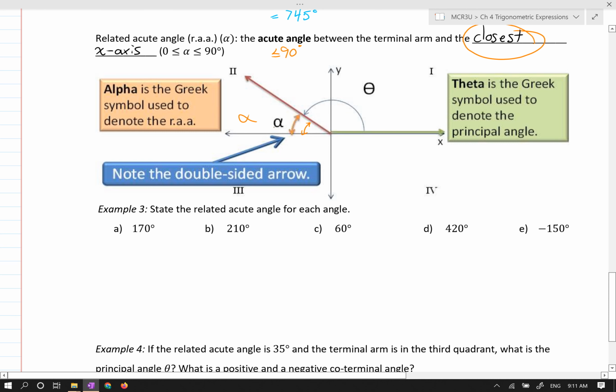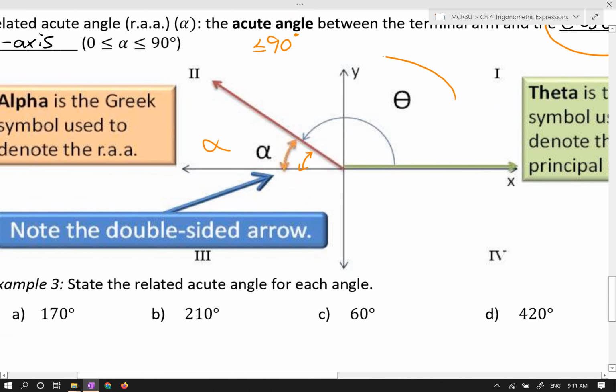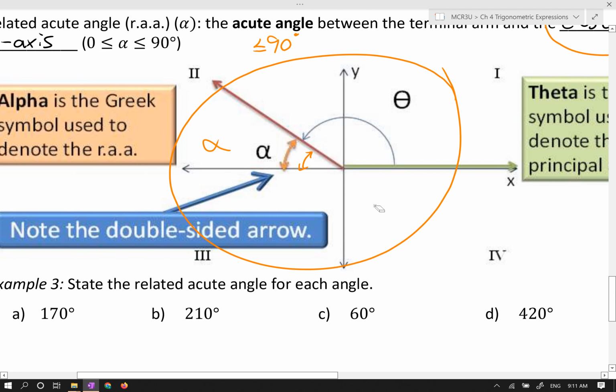That's great. Now, depending on in which quadrant our terminal arm lies, we're going to use a different strategy to come up with alpha. So we need to be ready. If I'm working right here, we compare alpha to the closest x-axis. So in this case, my alpha, and sorry, my screen's frozen a little bit here.